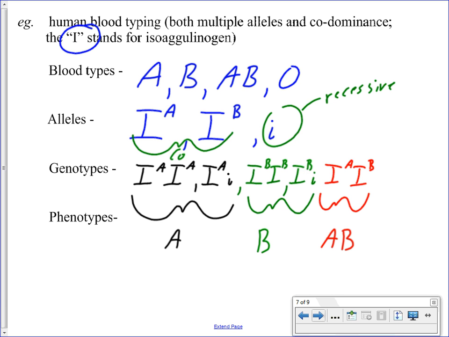The last one that we have here is if we have two lowercase i's. In this case, there is no information for the IA or the IB, and that is the one that results in blood type O.